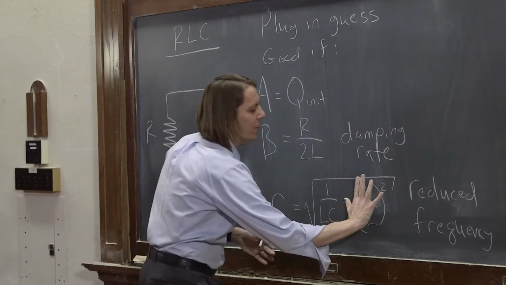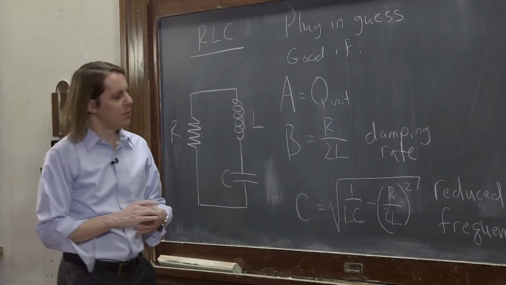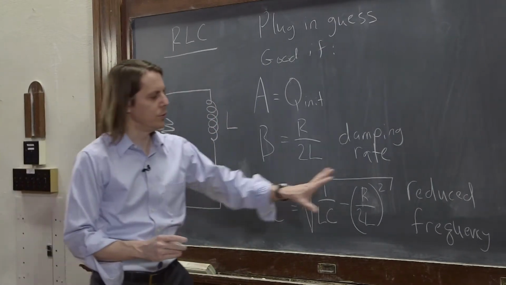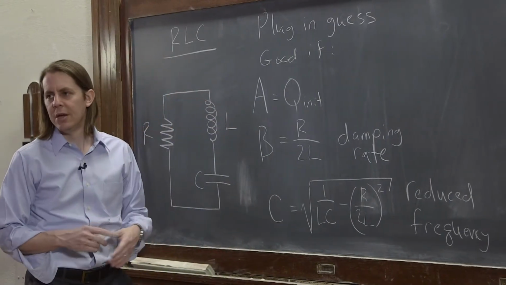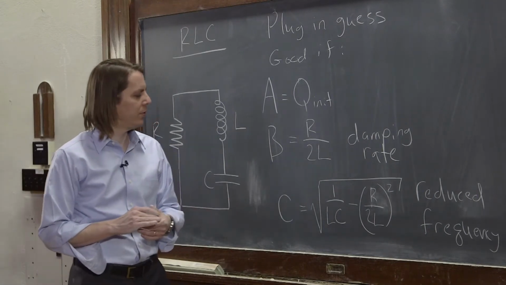Remember, the square root of 1 over LC was the frequency of just a pure LC circuit. When you add resistance in, what it does is it oscillates at a lower frequency. It's the reduced frequency. Sometimes it's called omega D for damped frequency instead of omega naught for just the square root of 1 over LC.